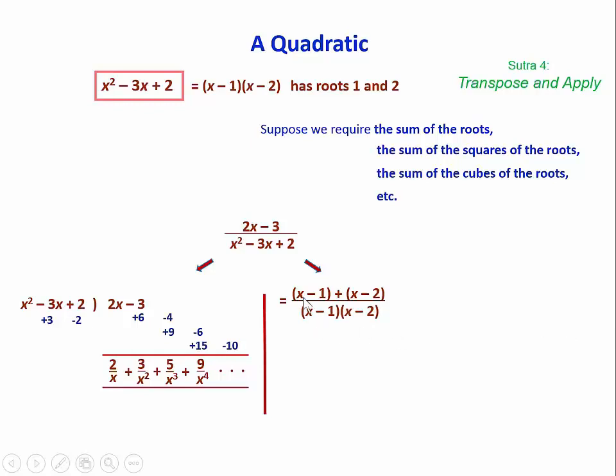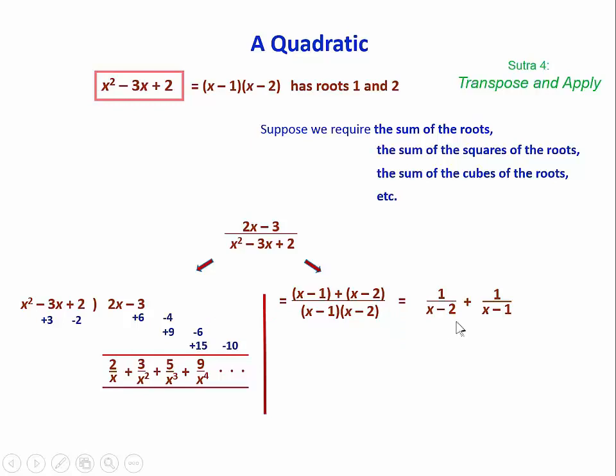Now, we can split this up into two separate fractions, the x minus 1 over that product, plus the x minus 2 over that product. And if we do that, we find that in the first case the x minus 1 cancels and leaves us with 1 over x minus 2, and in the second case the x minus 2 cancels and leaves us with 1 over x minus 1. What we're going to do next is simply divide these using the transpose and apply formula, like we did over here.